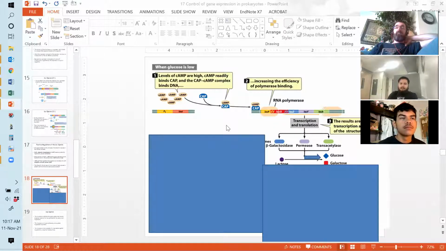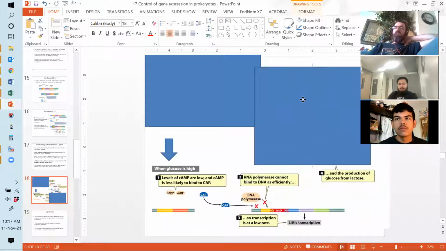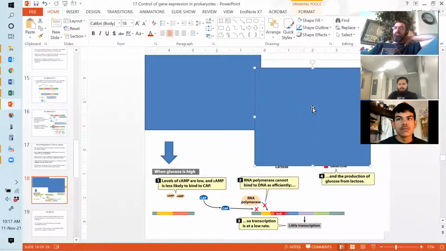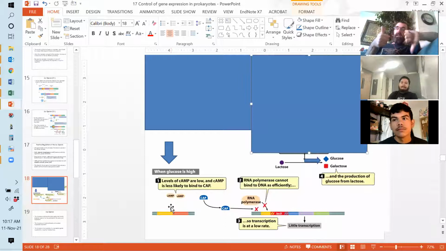Okay. Again, what might help actually is showing you the opposite, right? To kind of get the whole picture. And so essentially, when glucose is high, right? So now we've got glucose being produced. I actually can't remember what these little arrows are here for. When we've got lots of glucose, now because the lac operon has been expressed, glucose goes up and cyclic AMP goes down.